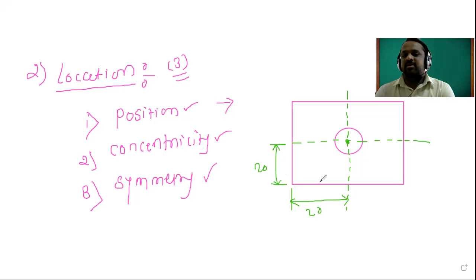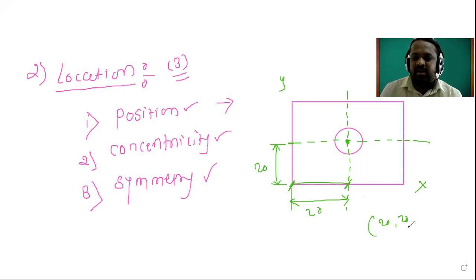Positioning means what? From this point, your hole is at 20 mm on this side, and from this point, your hole is at 20 mm on this side. So this is the position for this one. Understood? Position of that hole is 20-20. In the vertical direction 20 is the y, and this is the x. In x it is 20, in y it is 20. So this is the position. It is called the position.